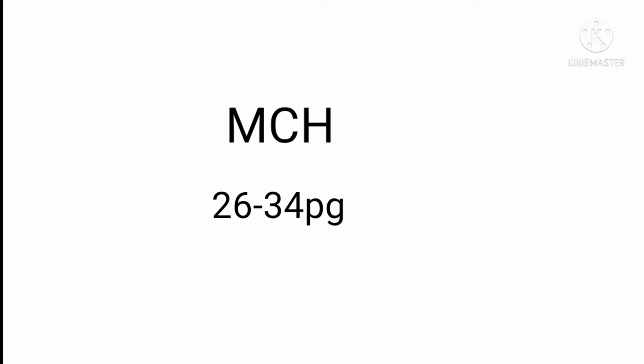So the next one is MCH, mean corpuscular hemoglobin. It is the amount of hemoglobin per red blood cell. It is mostly expressed in picogram. The normal range is 26 to 34 picogram.